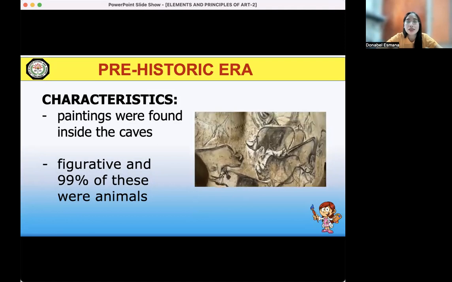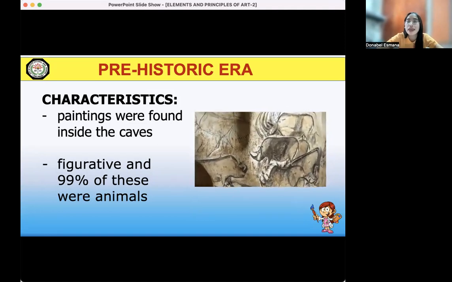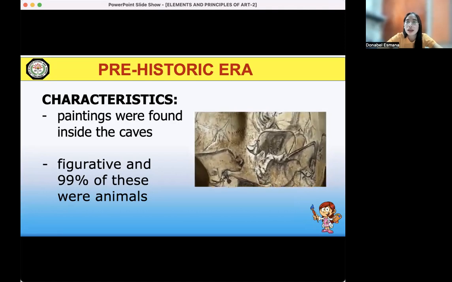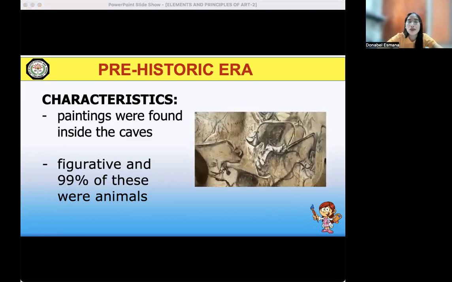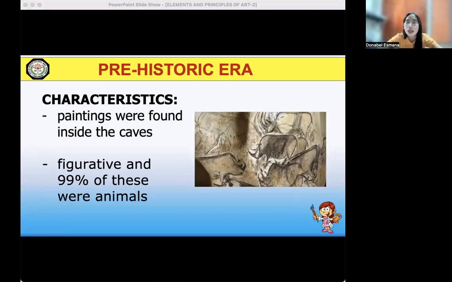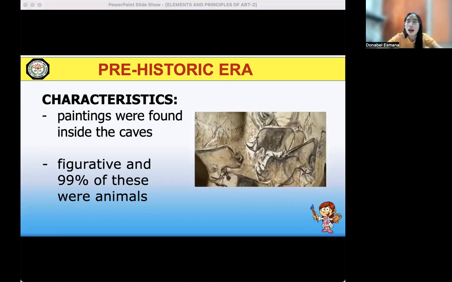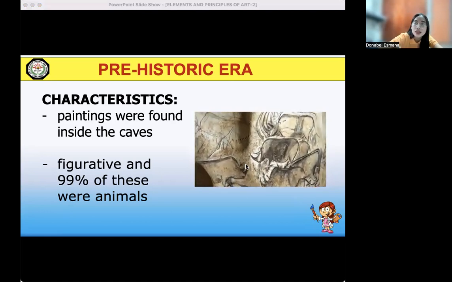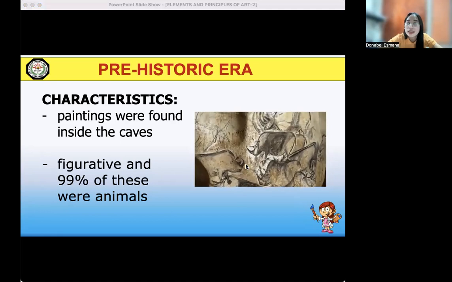So their paintings were found inside the caves, just like this one, which may have been their way of communicating with each other. So the majority of prehistoric cave paintings were figurative, and 99% of this were of animals, all right? Again, 99% daw po ng mga ginagawa or drawing before ay animals. So Stone Age artists created a variety of figurative and abstract images like this.